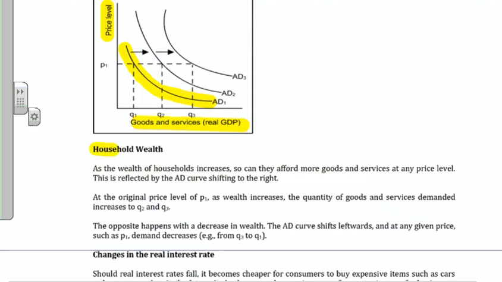Let's start off with household wealth. As the wealth of households increases, they can afford more goods and services at the particular price level. Now, this is when their wealth actually does increase, and that'll shift the aggregate demand curve to the right. The same thing will happen with a decrease in wealth. The aggregate demand curve will then shift to the left.